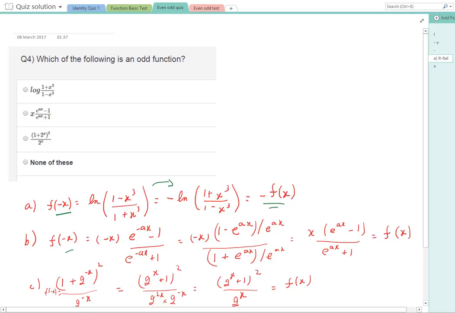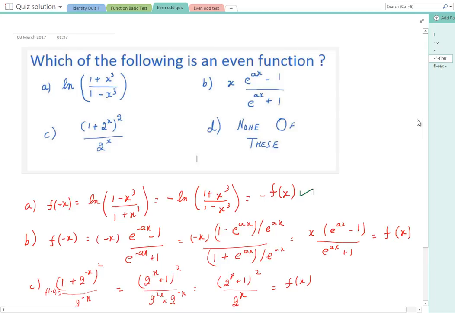And if you put f(minus x) in the other 2 functions, and you solve for them, you will notice that they come directly to f(x). You should try and do that because that will help you get comfortable with functions and manipulating, multiplying, dividing expressions. But you will notice that these 2 are even while the first function is odd. So the answer would have been the first one.